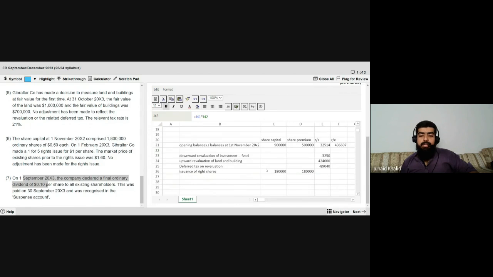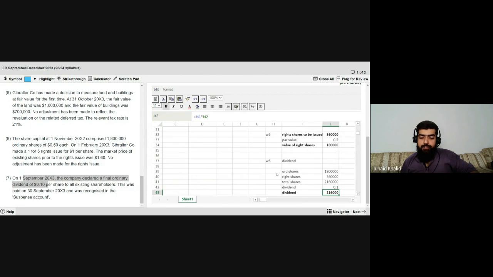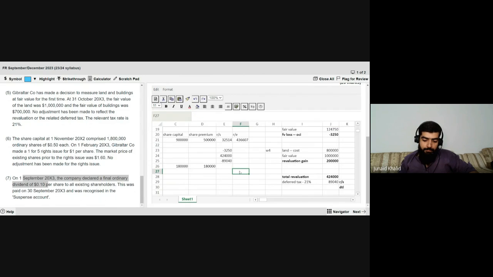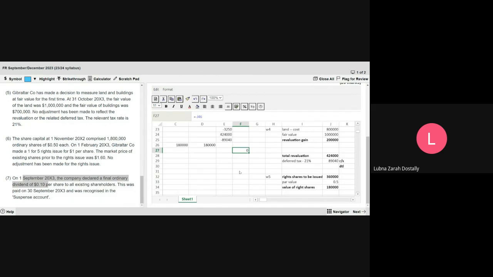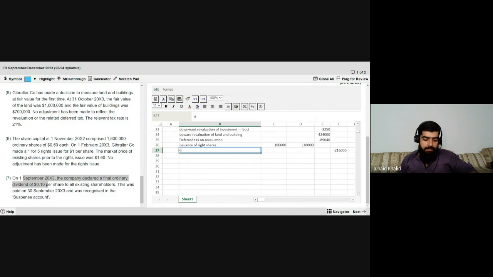Can you recall the entry for the dividend? Debit retained earnings. If you are debiting the retained earnings, it means retained earnings would be increasing or decreasing? Decreasing. So we will be deducting J43 from the retained earnings. It is 43, you have put 46. J43. Now that is the dividend.